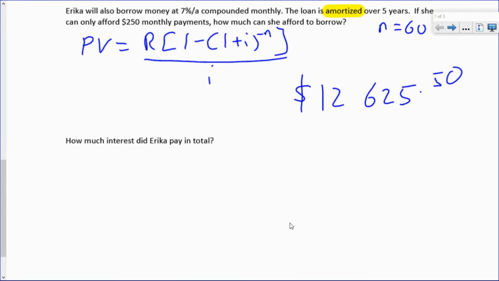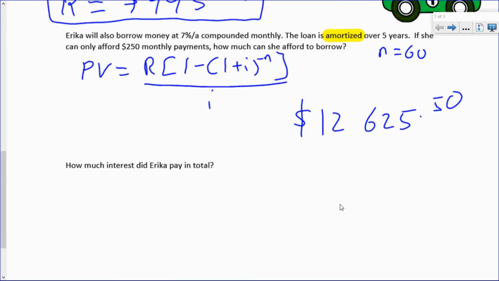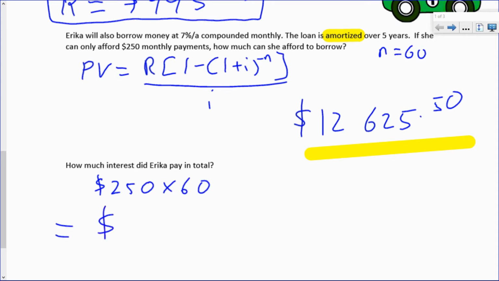How much interest did Erica pay in total? So suppose she did find a vehicle that was exactly that amount, and so she paid $250 a month. Well, the interest would be 250 times 60. That's the amount that she paid. In total, that's what the real cost of the vehicle was for her. And that comes to exactly $15,000.